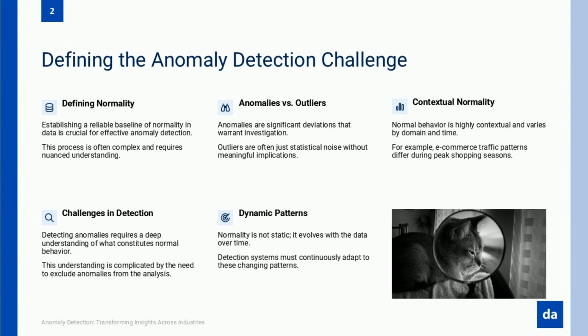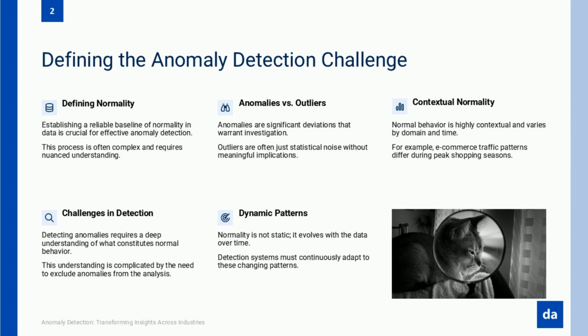Let's imagine you're monitoring a manufacturing production line. Your sensors are collecting thousands of data points every minute on temperature, pressure, vibration, and dozens of other metrics. Everything seems to be running smoothly until suddenly an alert triggers. A critical component is showing unusual behavior. But is it truly anomalous or just a natural variation in the manufacturing process? This scenario highlights the fundamental challenge that sits at the heart of every anomaly detection system, establishing a reliable baseline of normality in your data.